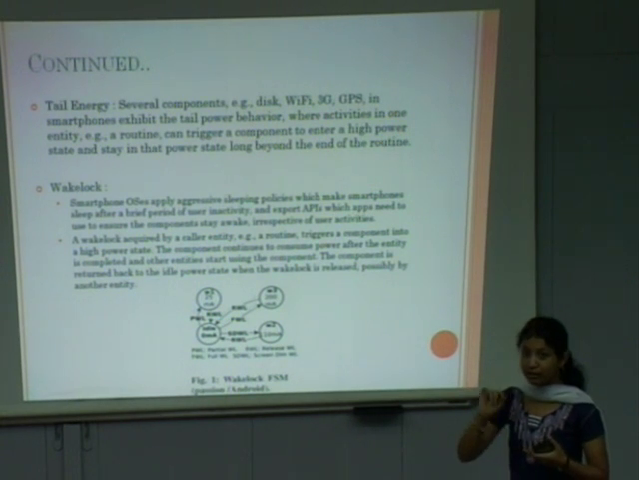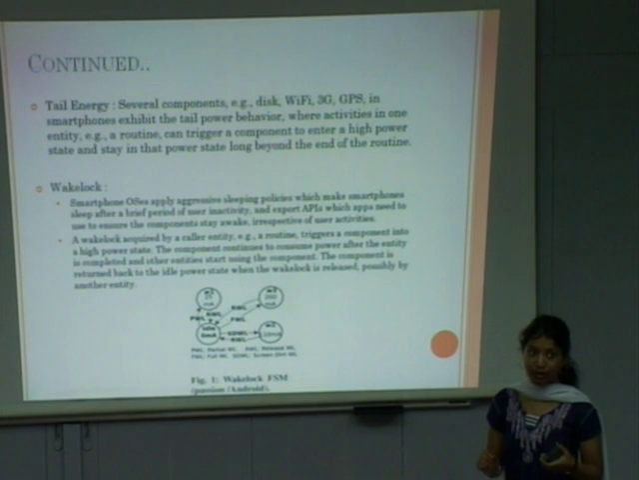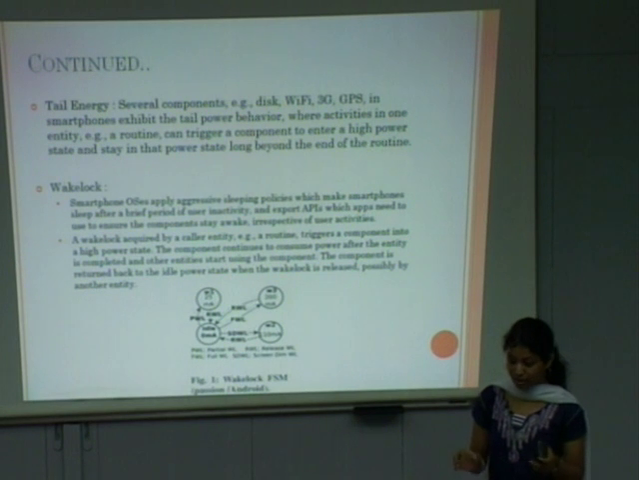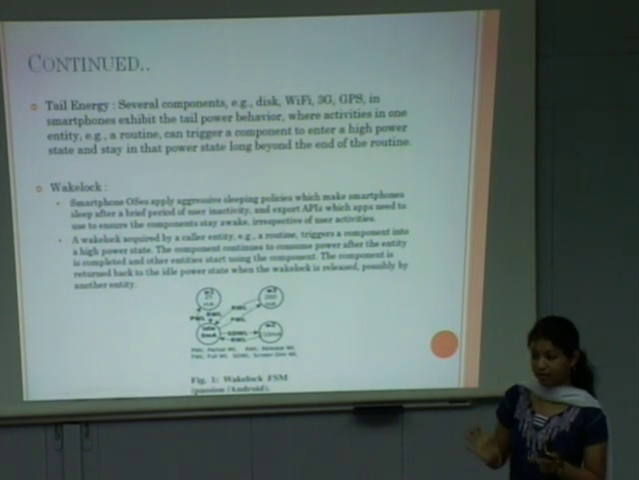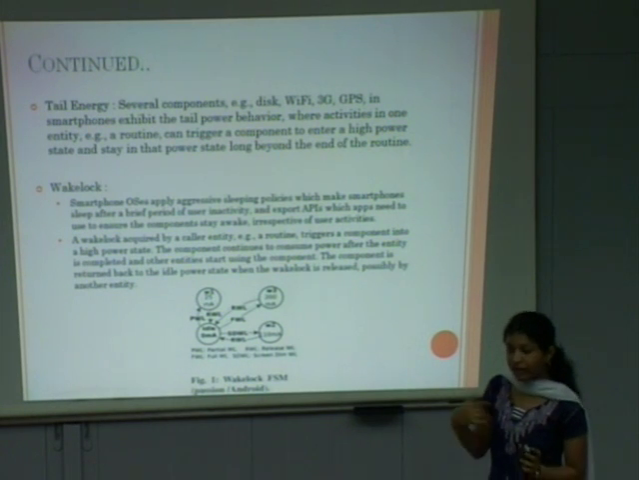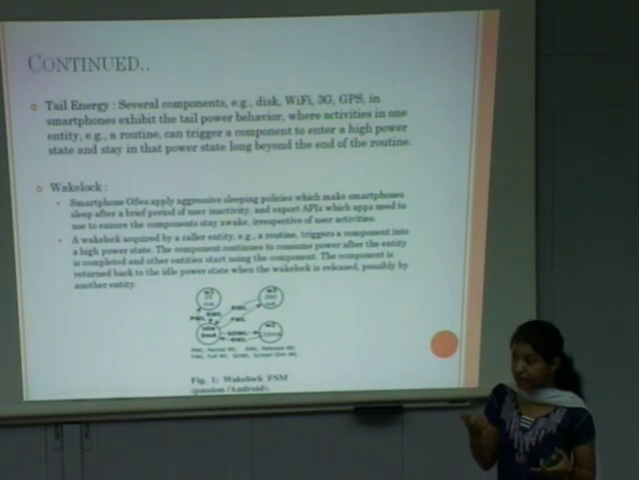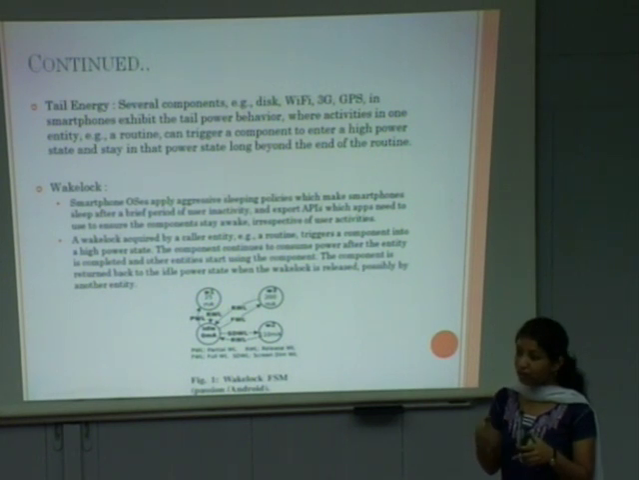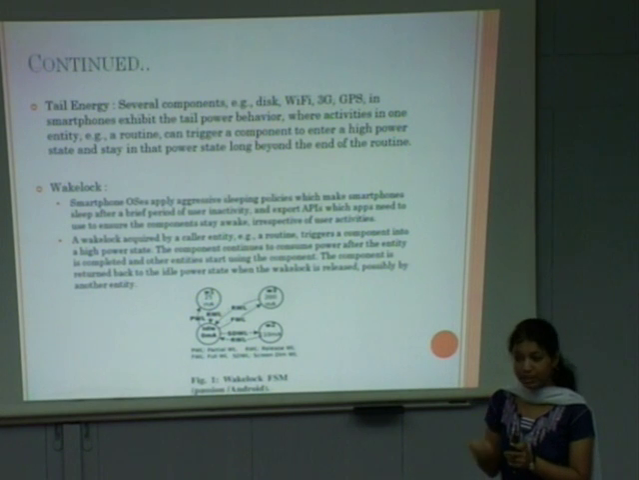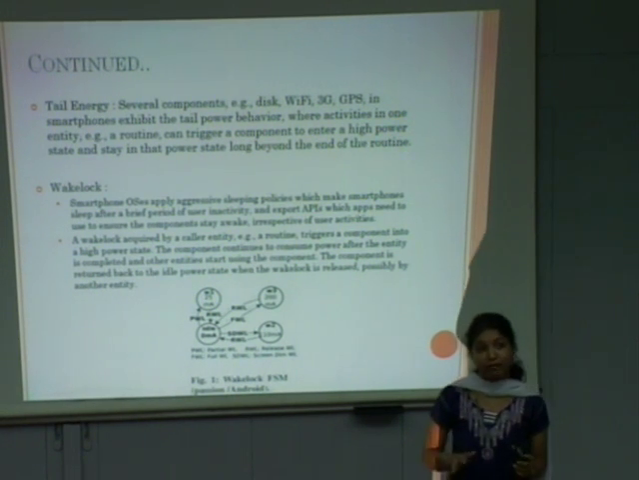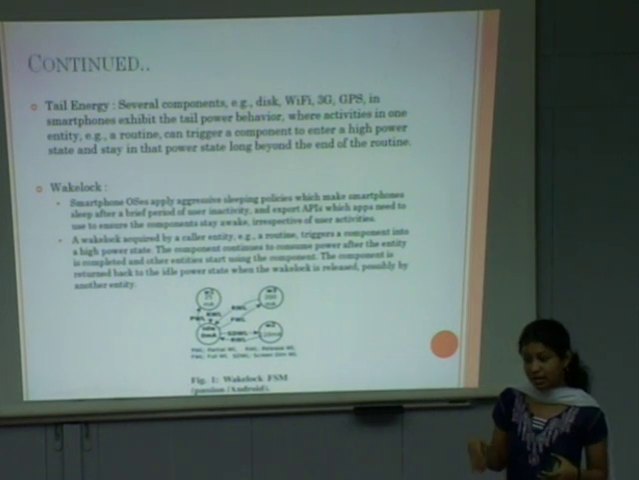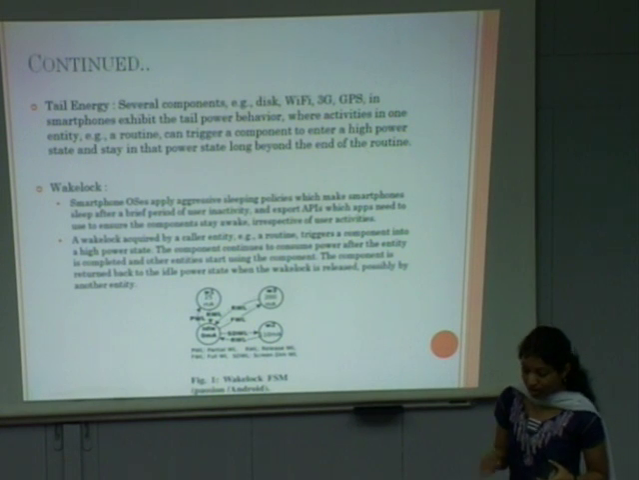Suppose you are using an SD card in a smartphone. You are reading from the SD card and simultaneously you can write to the SD card. So more than one routine is using the same component. Suppose you finish the read and then you write on the SD card. As soon as you finish the read, you are again using the SD card for a write. So the high power state the SD card was in was due to the read. But now after the read finishes, the component is still in the high power state, but due to some other entity, that is the write call. So this refers to tail energy behavior, that the component is still in the high power state even after the end of that entity's routine.